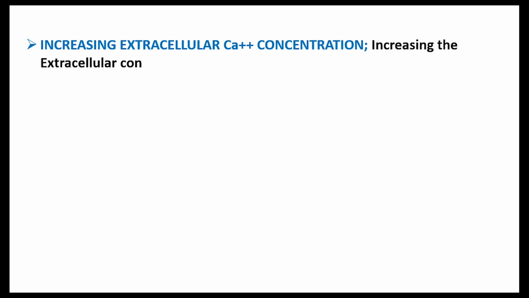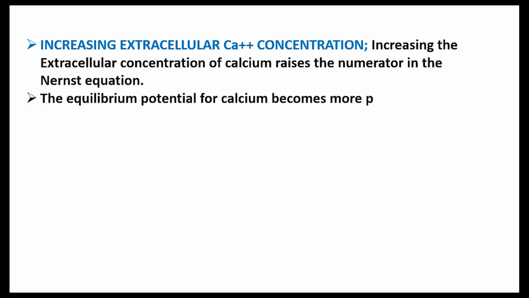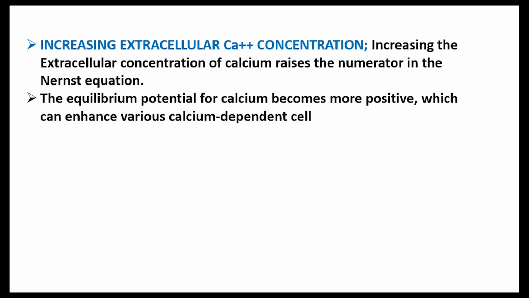Increasing extracellular calcium concentration. Increasing the extracellular concentration of calcium raises the numerator in the Nernst equation. The equilibrium potential for calcium becomes more positive, which can enhance various calcium-dependent cellular processes.